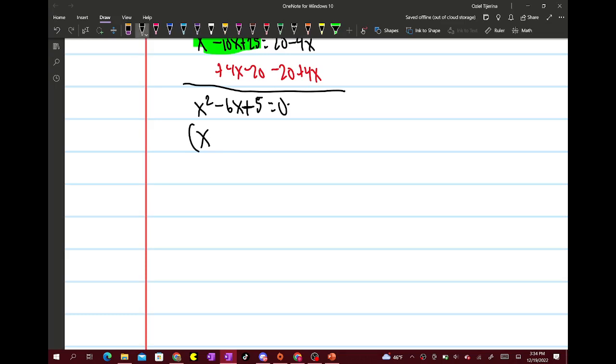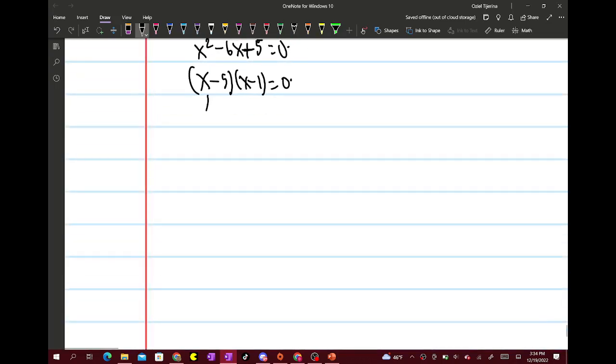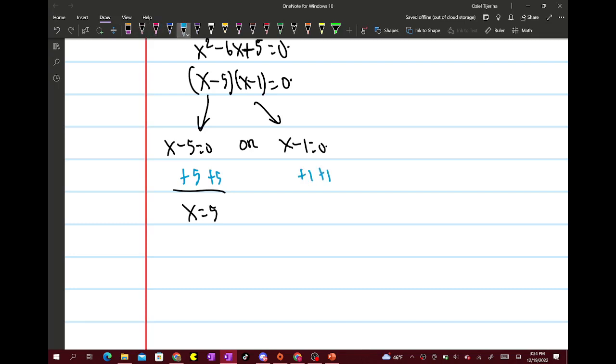It would be x minus 5 times x minus 1 equals 0. And then using the zero product property, we get x minus 5 equals 0, or x minus 1 equals 0. So then solving both for x, we would get x equals 5, and then plus 1, we would get x equals 1.